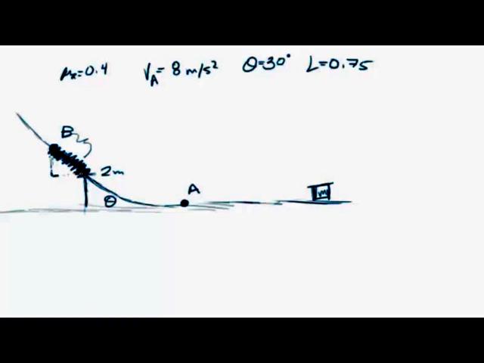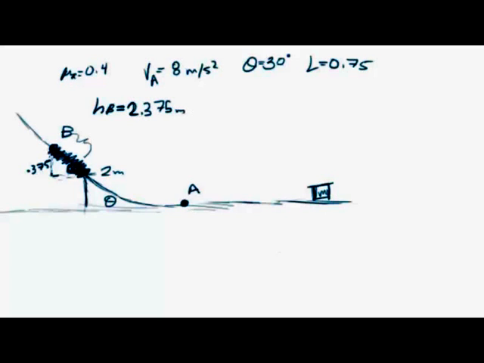So the height of B is going to be the Pythagorean theorem. This would be theta. So if this is 0.75, theta is 30. Sine of 30 is 1/2, so 0.75 times 1/2 gives us an extra height of 0.375. Not that bad. So that means the height of B is this 2 plus that 0.375 that it goes up, so 2.375 meters.